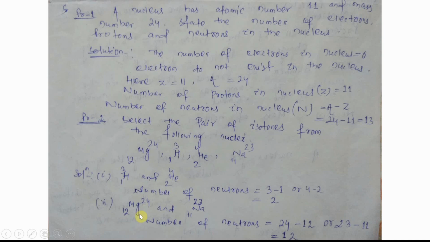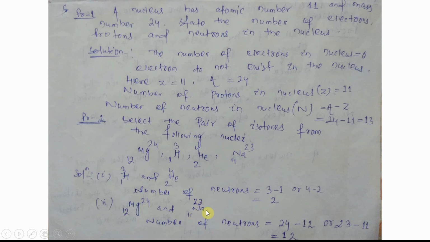Similarly, Mg 12 24 and sodium 11 23. These also have the same number of neutrons. For magnesium, the number of neutrons is 24 minus 12, that is 12. And for sodium, Na, 23 minus 11, that is 12, because here the A number is 23 and the Z number is 11.